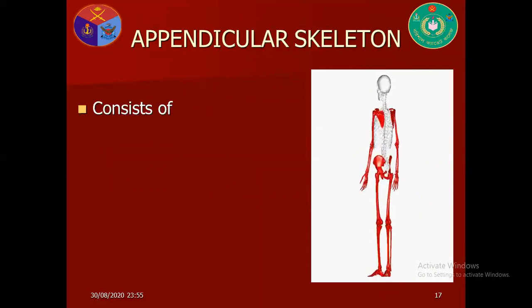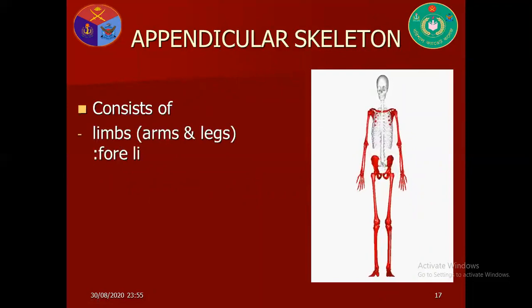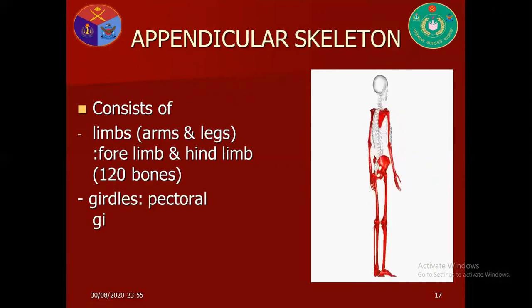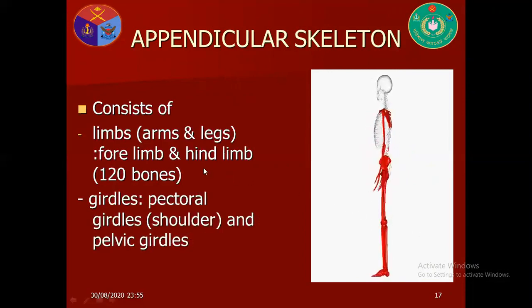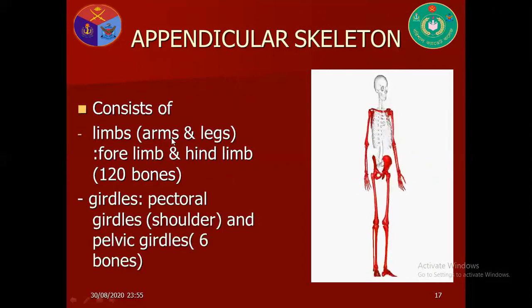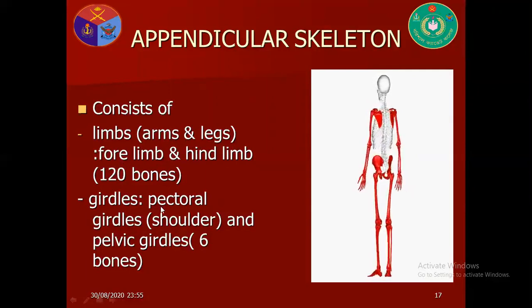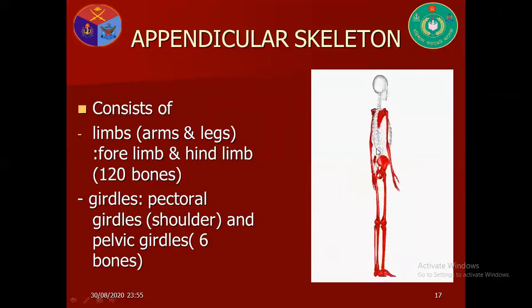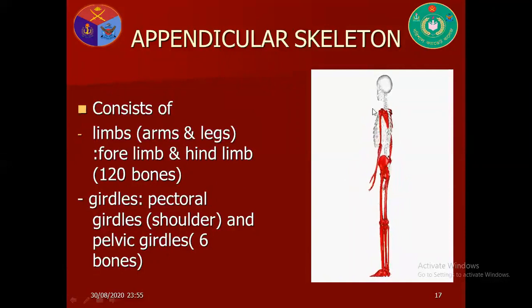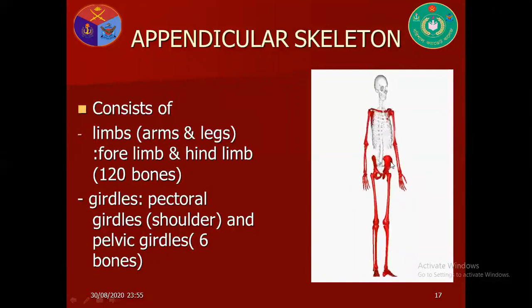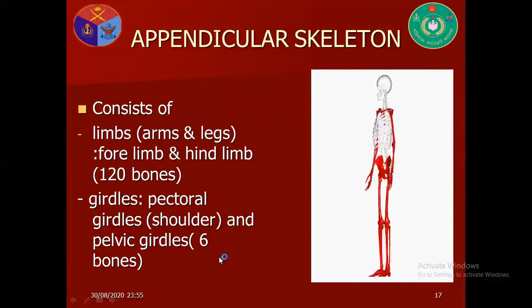Now the appendicular skeleton consists of limbs and girdles. Limbs are again of two types: forelimb and hind limb. Forelimb means hands or arms, and hind limb means legs. The number of limb bones is 120. Girdles again consist of two parts, the pectoral girdle and the pelvic girdle. The pectoral girdle means the shoulder bone. This is the pectoral girdle, and this is the hip bone, which is called the pelvic girdle. And its number is 6.